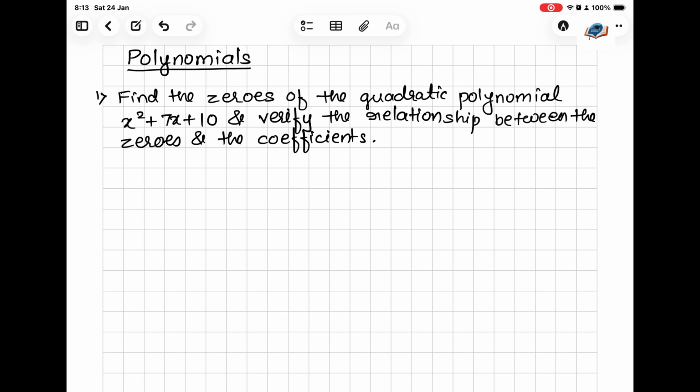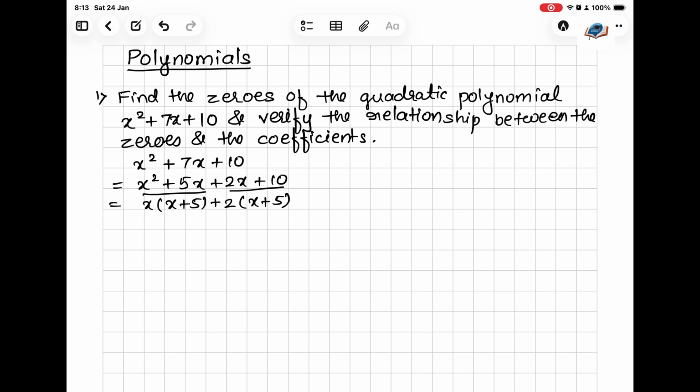So, if I solve the polynomial x square plus 7x plus 10, I need two factors of 10 whose sum is 7. So 5 and 2 are those, so I am taking x square plus 5x plus 2x plus 10. Now from the first two terms I am taking x common, so x plus 5. And from the second two terms I am taking 2 common, so x plus 5. Now from both parts I am taking x plus 5 common. So in the other bracket I will have x plus 2.